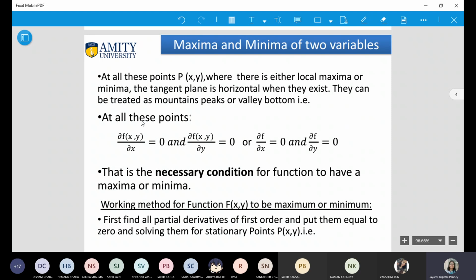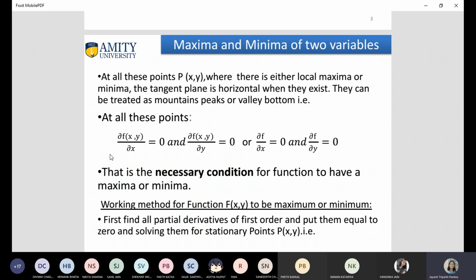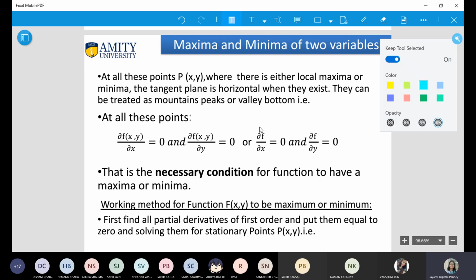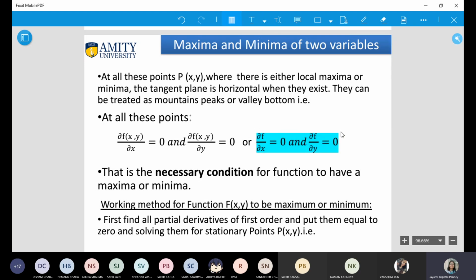Now, when we are talking about critical points and the function is dependent on two variables, that means we cannot talk about df by dx. We have to talk about partial derivatives, right? So how do we get partial derivatives? Del f by del x should be 0 and del f by del y should be 0. So this is the condition of critical points, that this should be 0. That is the necessary condition for a function to have a maxima or minima. Like tangent you should get. Tangent is what you are getting, that means the angle should be 0.